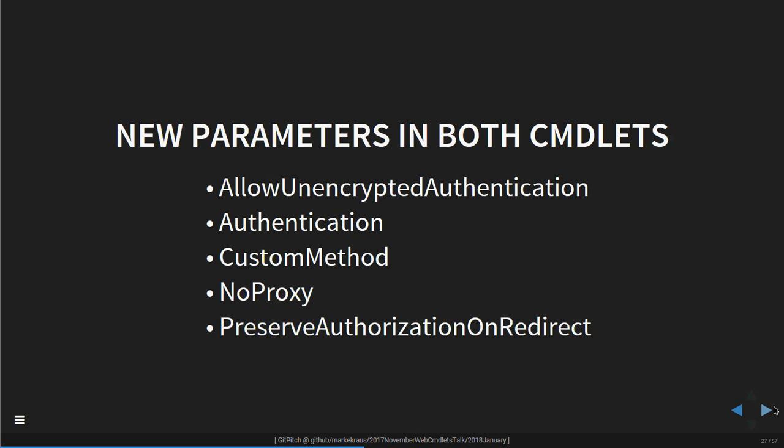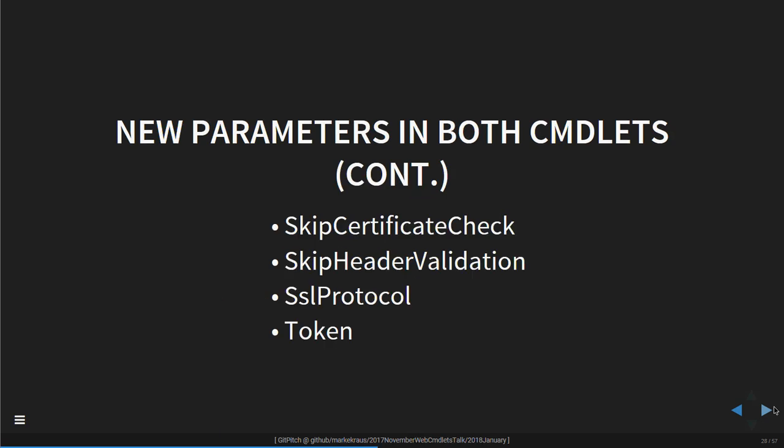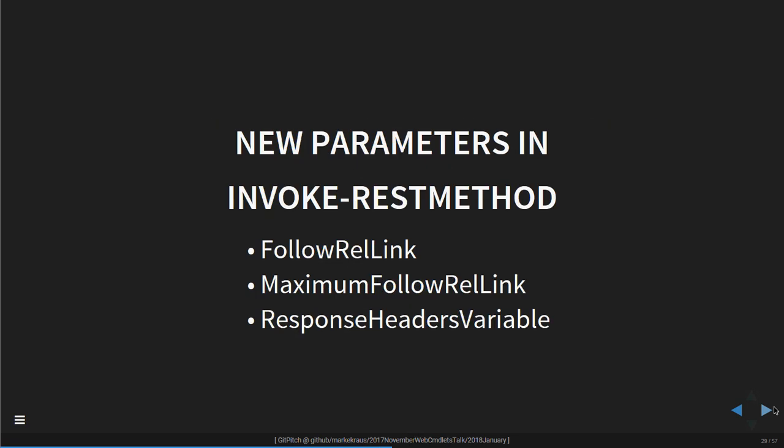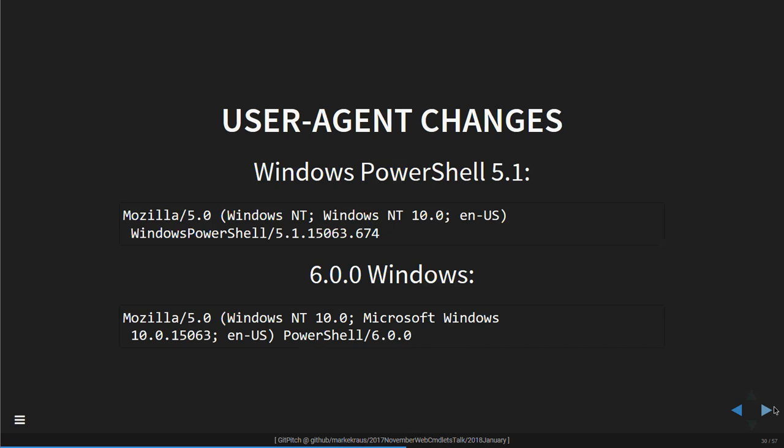But I wanted to start off by just showing the parameters. I'll go into detail about all of these, but I just wanted to show you so you can see them all lumped together and see just the numbers here. Allow unencrypted authentication, custom method, no proxy, preserve authorization on redirect, skip certificate checks, skip header validation, SSL protocol, and token. Those are for both Invoke-WebRequest and Invoke-RestMethod that have been added. For Invoke-RestMethod, we've added 3 more in addition to those other ones, and that's follow rel link, max follow rel link, and response headers variable. So it's quite a bit of new features that are available.